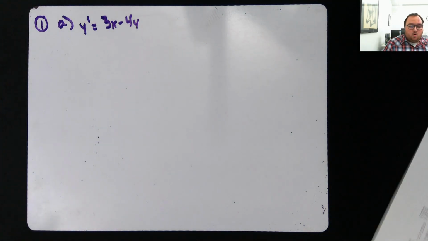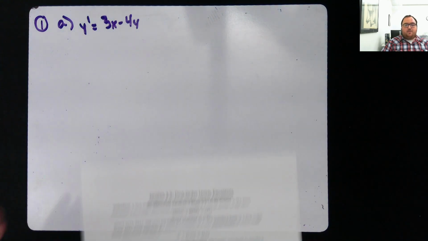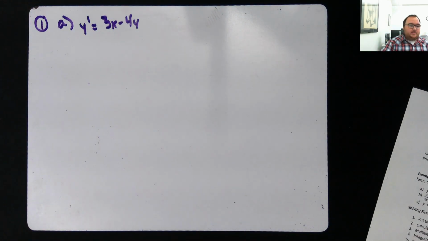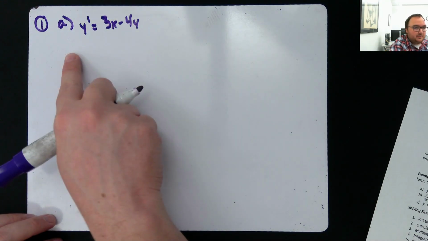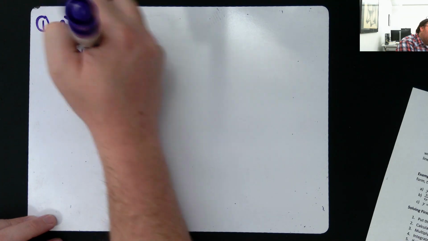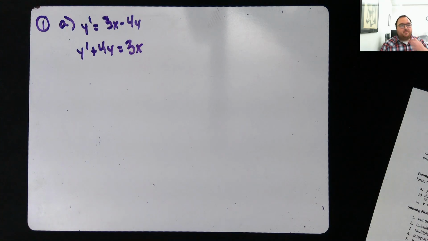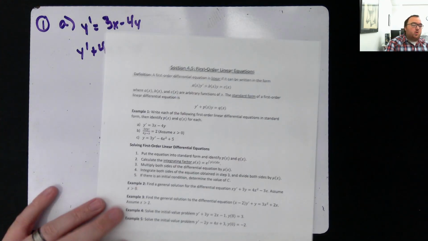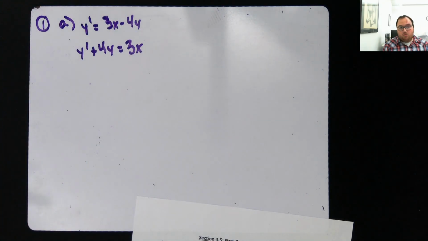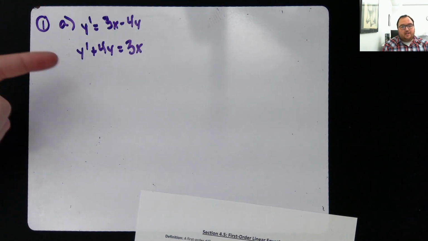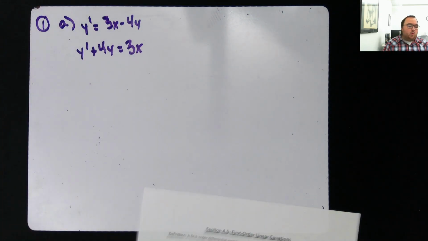So for standard form, notice I want every y on the left side. So let's do that first. Make sure every y term is on the left side. I have a y term over here, so add it so that it's on the left side. So that means I'm going to have y prime plus 4y is equal to 3x. That's my first step. Then I want to make sure in front of y prime, I just have a 1, which luckily on this one, I do. So that's it. I'm good right here. This is the standard form. Every y is on the left side, and there's a 1 in front of y prime.